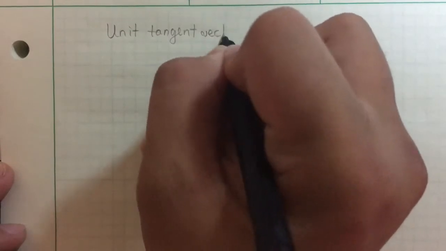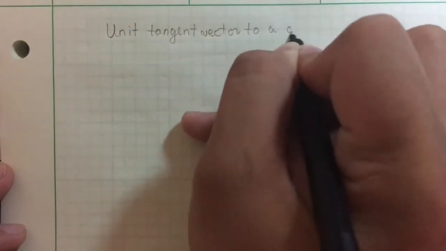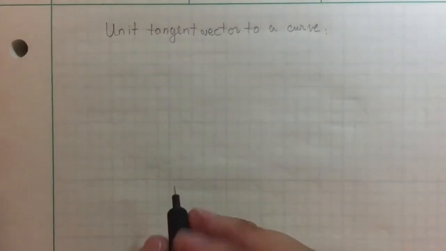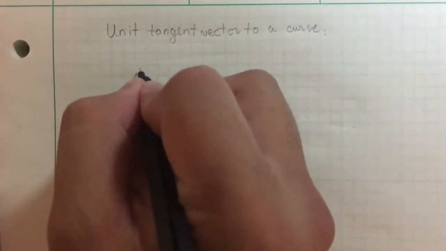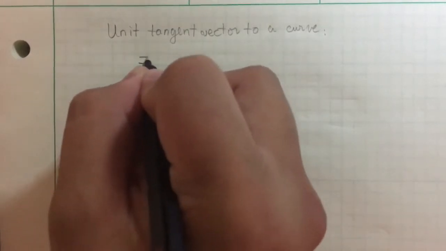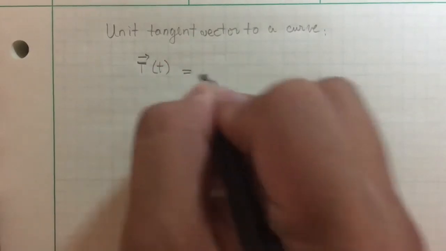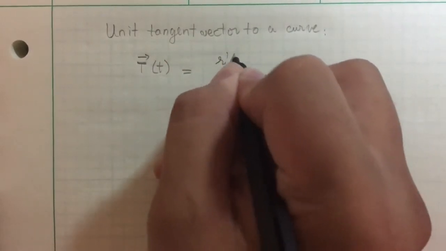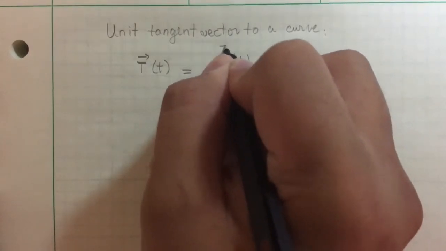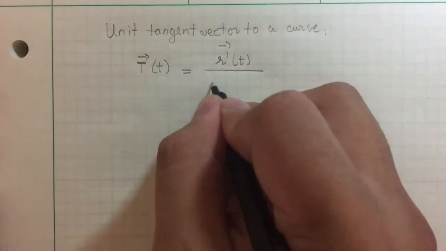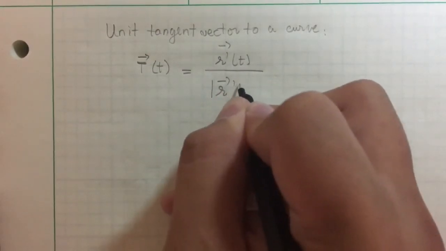Now we look at the unit tangent vector to a curve. The unit tangent vector to a curve is defined as the vector T equal the first derivative of the position vector over the magnitude of the first derivative of the position vector.